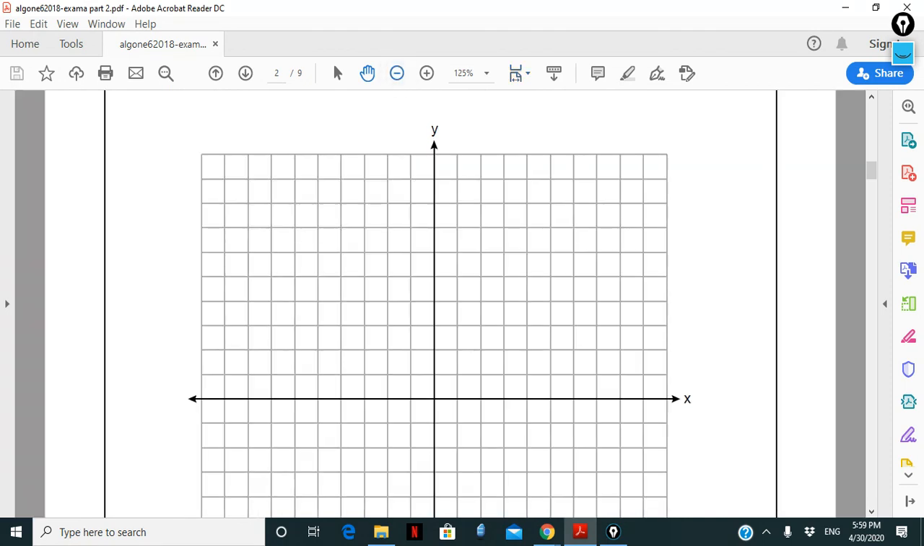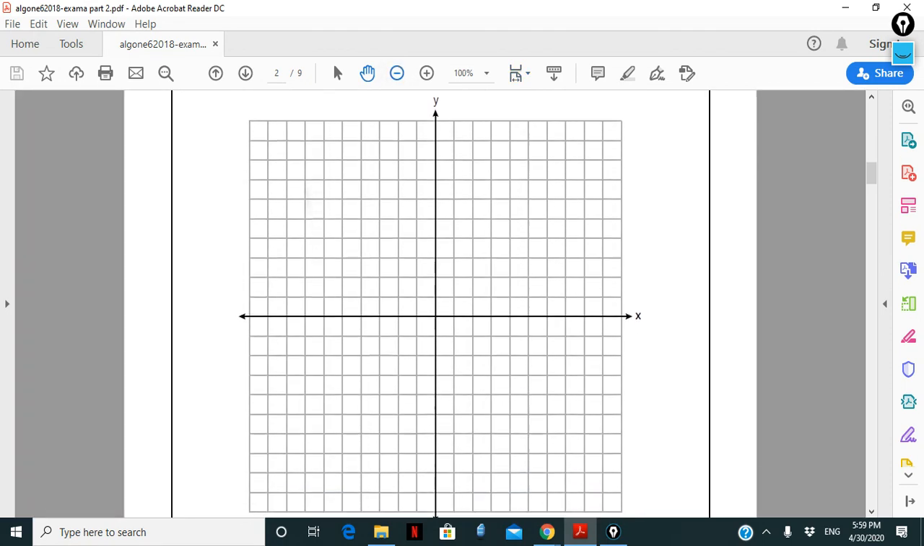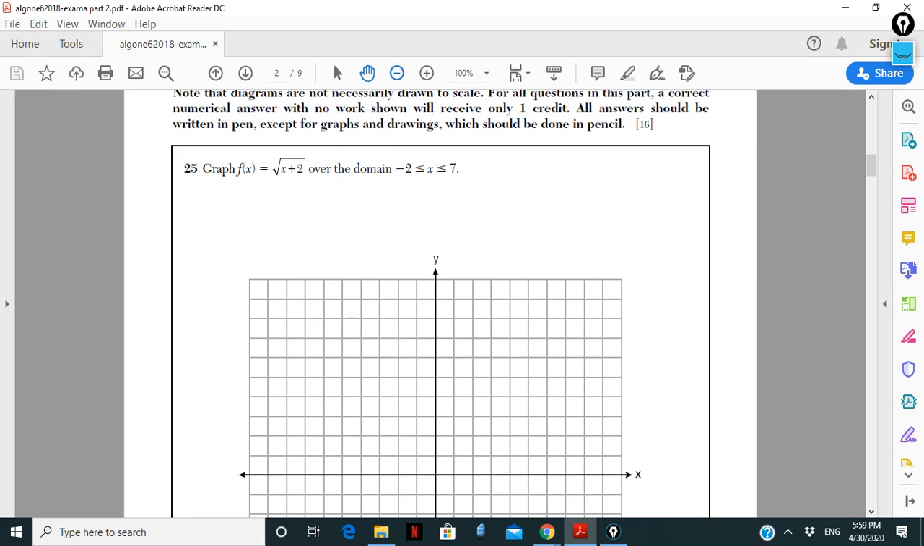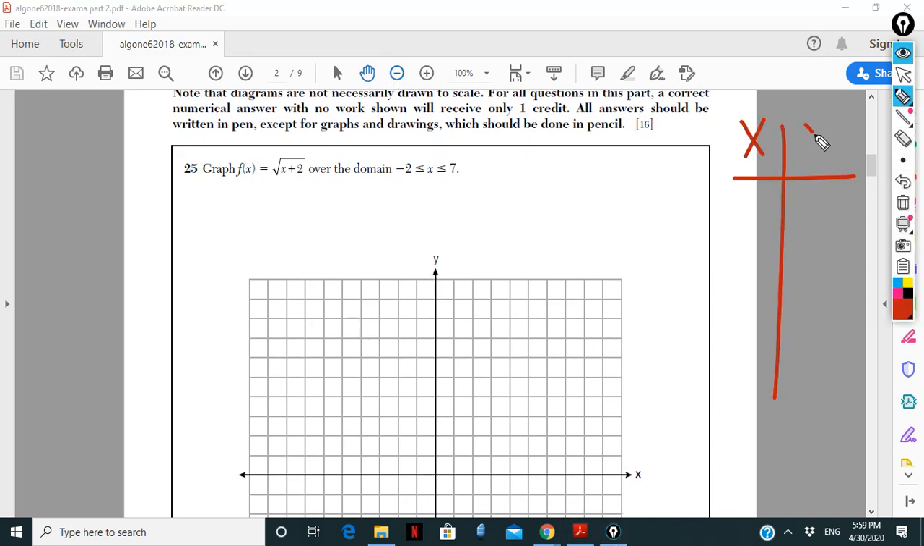First, I have to set up a table. So here is the x value, here is the y value. I have to start at -2. -2 plus 2 is 0, square root of 0 is 0. -1 plus 2 is 1, square root of 1 is 1. 0 plus 2 is 2, radical 2 is irrational, so I'm going to skip it. 1 is the same. 2 plus 2 is 4, square root of 4 is 2.